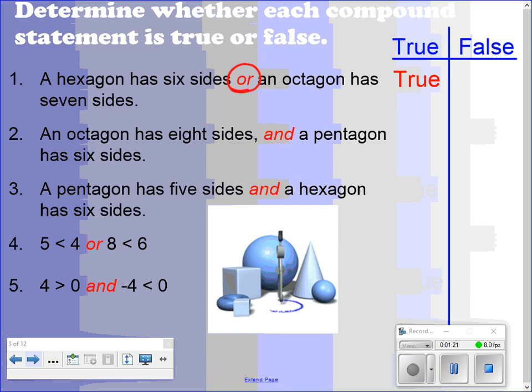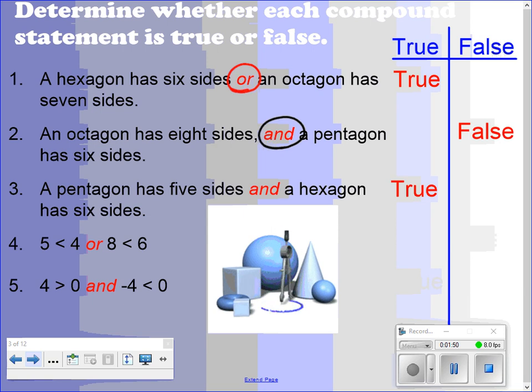When we use the word "and," however, this word tells us that both of those sides must be true. So "an octagon has 8 sides and a pentagon has 6 sides" would be false because we know a pentagon doesn't have 6 sides, and both parts have to be true in order for the statement to be true. When we look at 3, it says "a pentagon has 5 sides and a hexagon has 6 sides." Both parts of that are true. Therefore, that statement is true.